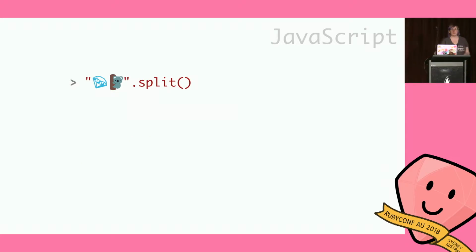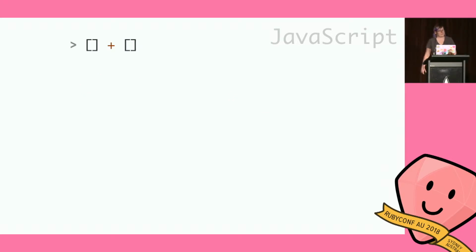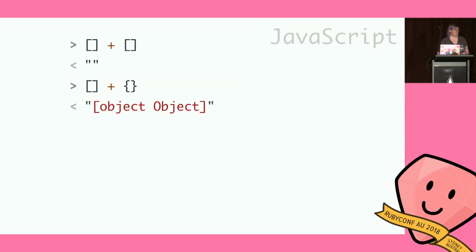Okay. Emoji. Who doesn't like emoji? If we try to split the string gem koala, we get an array of L. What is the concatenation of 2 empty lists? It's an empty string. What is the concatenation of a list and an empty object? It's the string object. Okay, that's weird. What about if we flip that around? What is the concatenation of an object and an empty list? It's 0. What is the concatenation of 2 empty objects? Well, it's not a number.